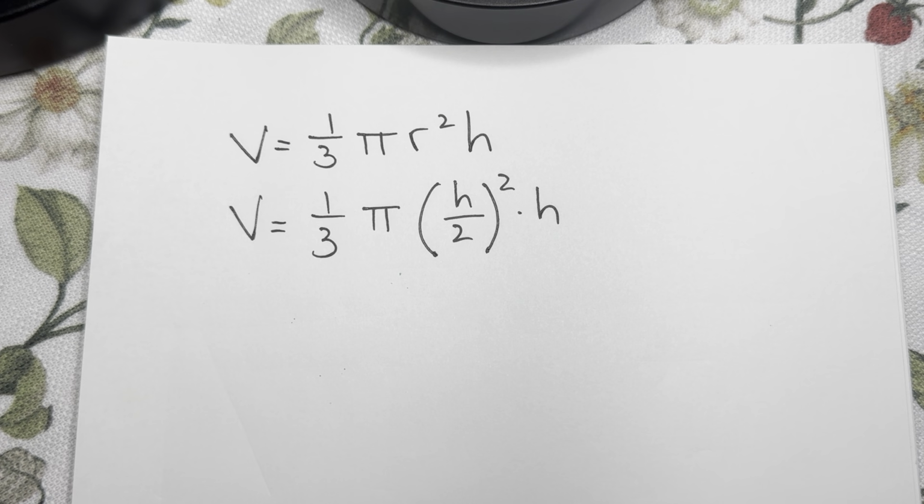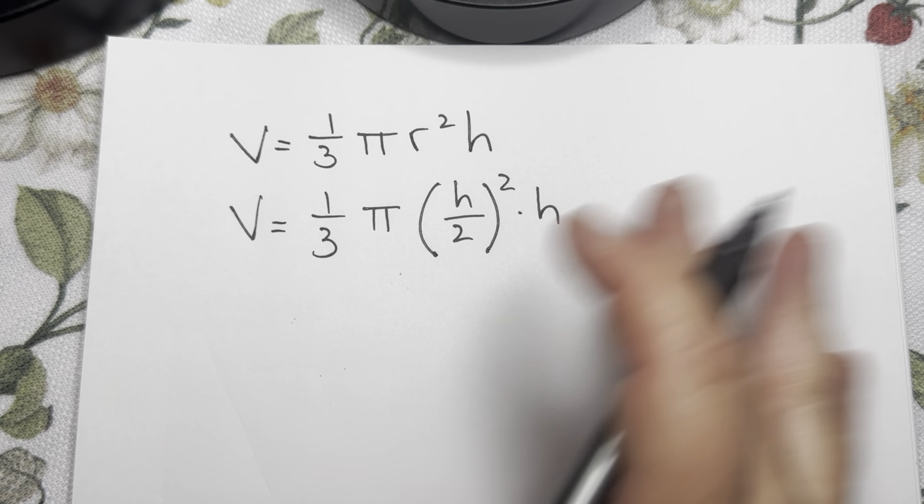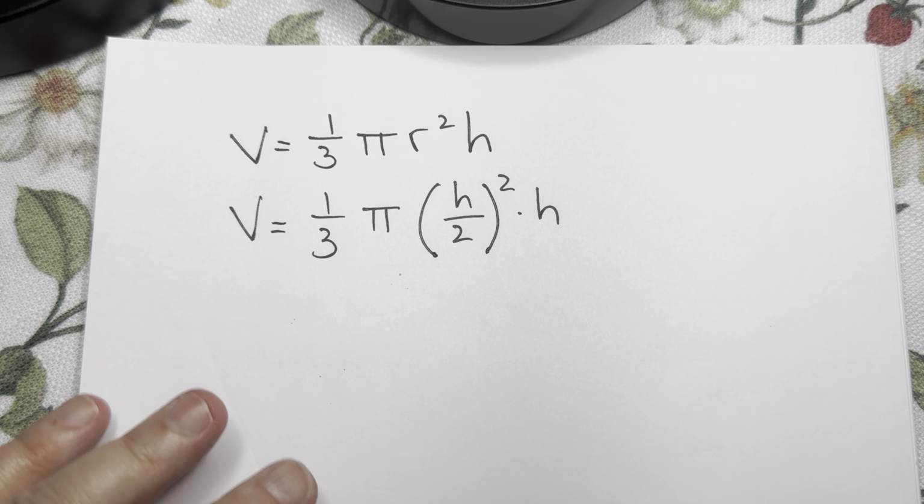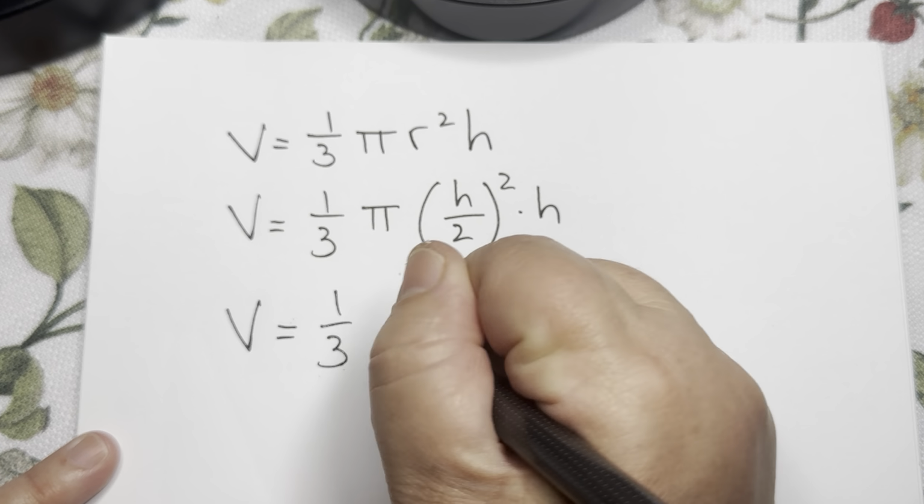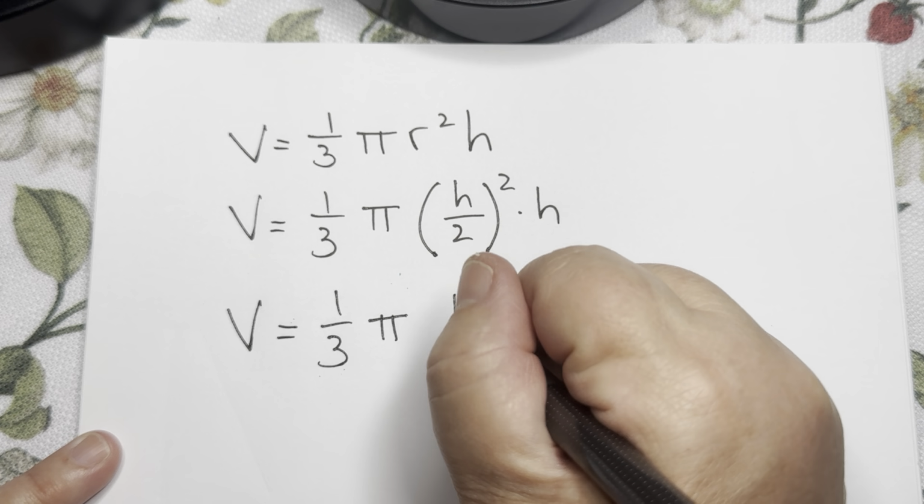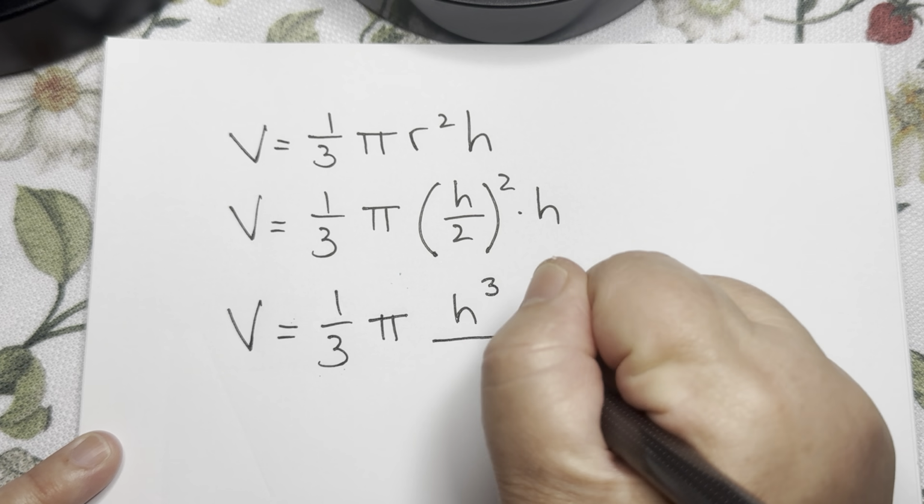Again, could we do it a different way? Absolutely, but that's not the way I'm going to do it. The way I'm going to do it is to eliminate h. So then I've got that the volume is 1/3 pi times h cubed over 4.